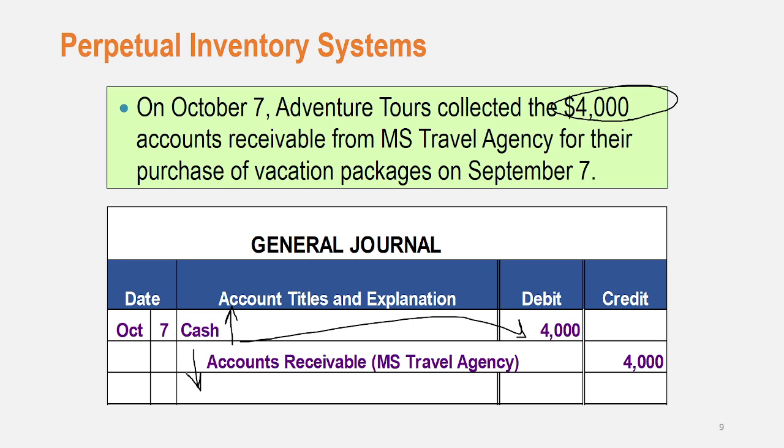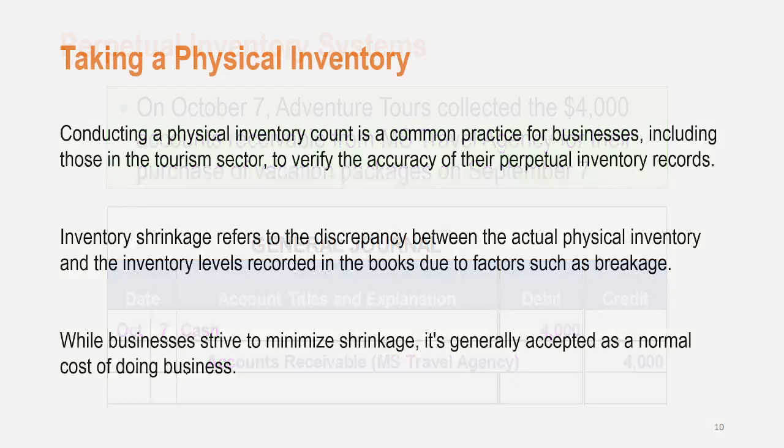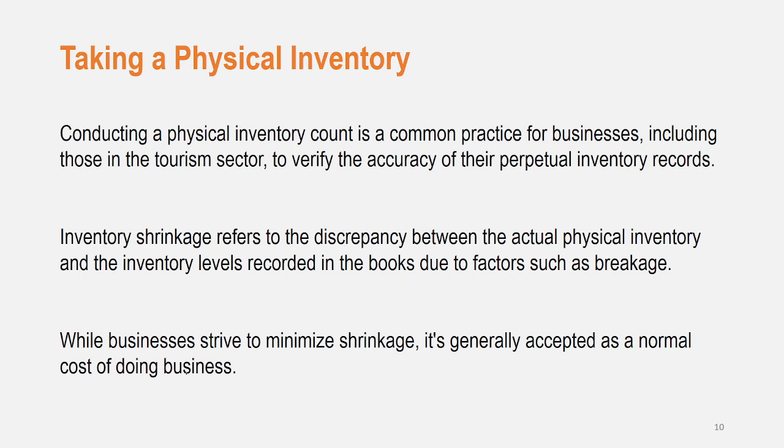And now we know how to record the collection of accounts receivable in the perpetual inventory system, and by making this entry, businesses can accurately track their cash inflows and outstanding receivables. Next, we want to consider what happens in the next economic scenario. Taking a physical inventory. In taking a physical inventory, we conduct physical inventory counts.